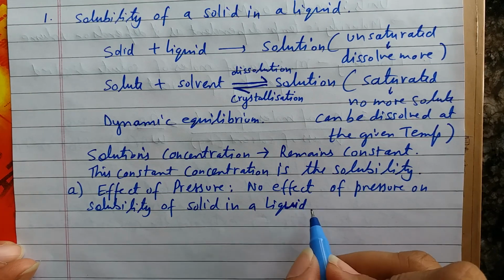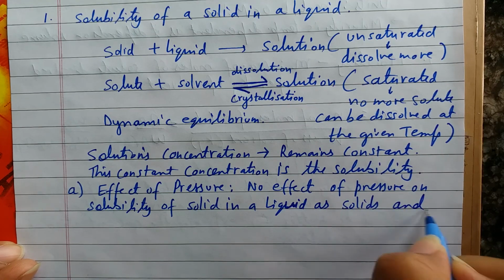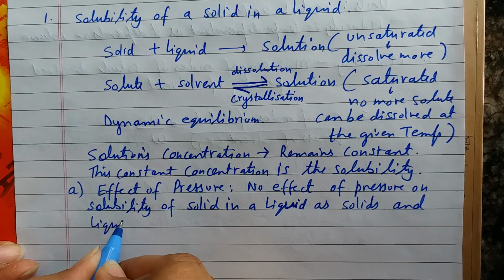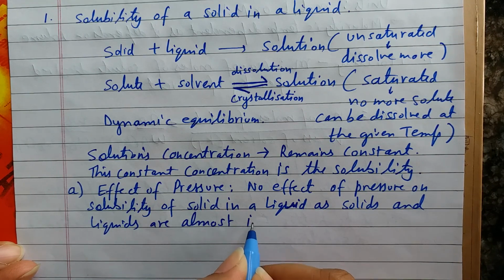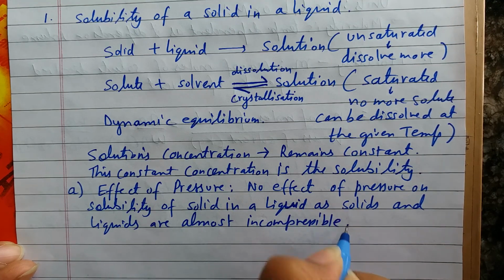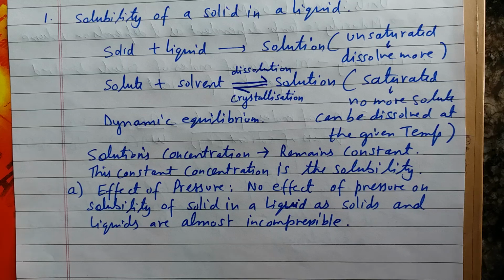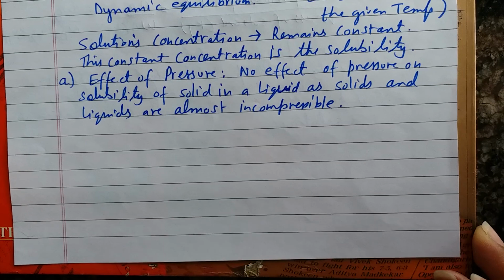And you know why? Because solids and liquids are almost incompressible. They can't be compressed. So there is no effect of pressure on the solubility of a solid in a liquid. Why? Because solids and liquids are almost incompressible. So no effect. And now let's look at the second factor.